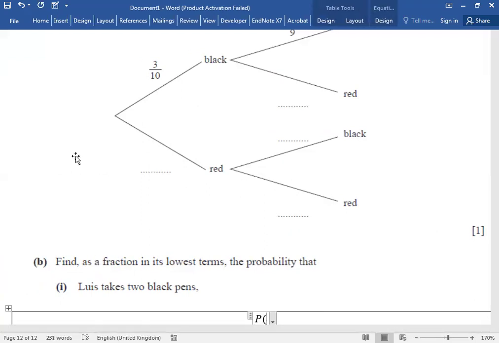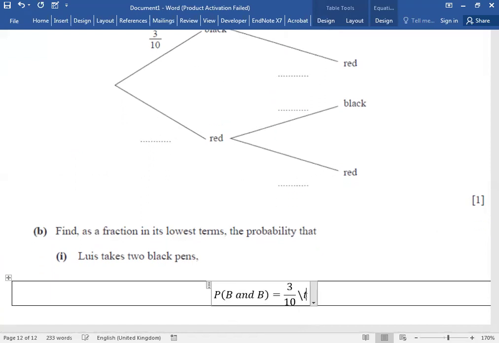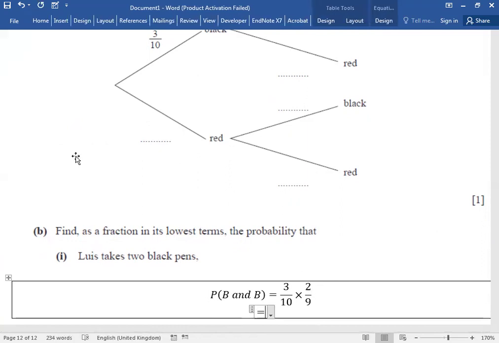Yes, class. Probability of 2 black. First is black and the second is also black. Yes. एक path में जितनी probabilities हो, we multiply. Cancel them. 3 ones are 3. 3 threes are 9. 2 ones are 2 and 5. So 1 upon 15.